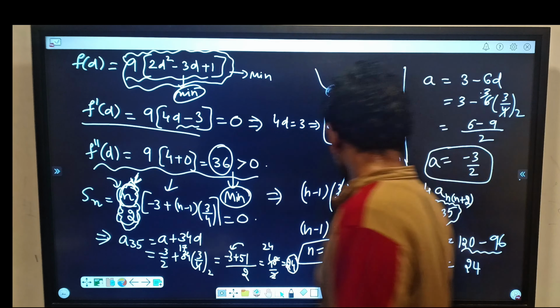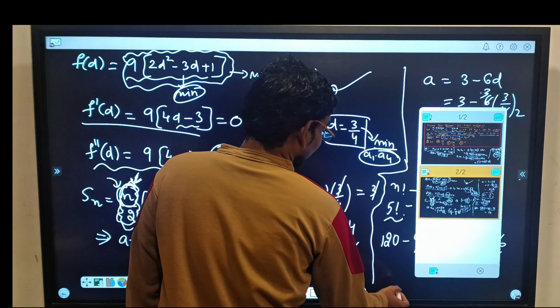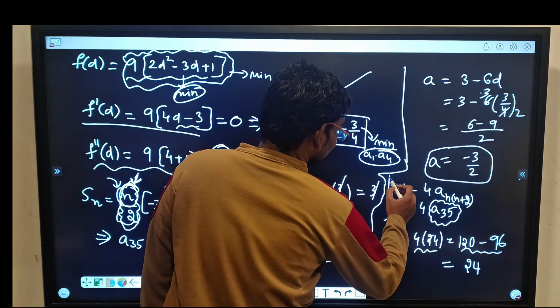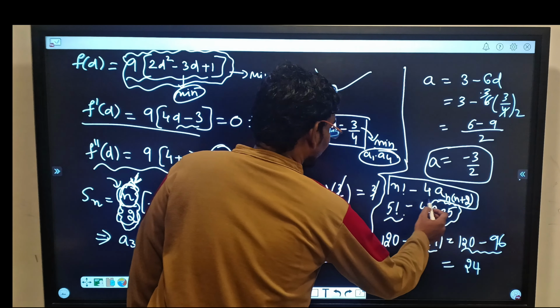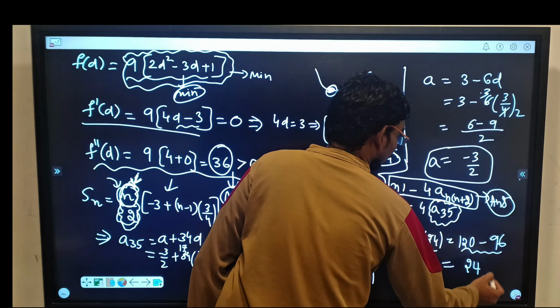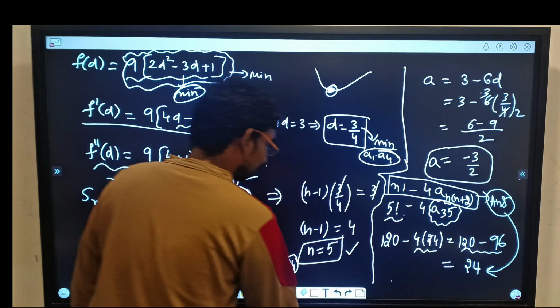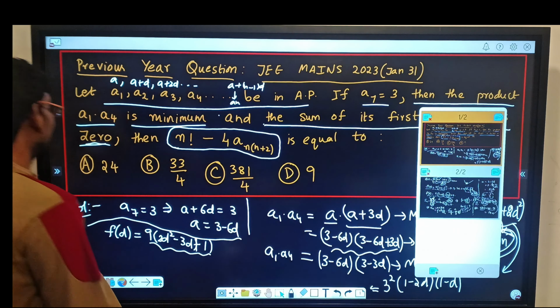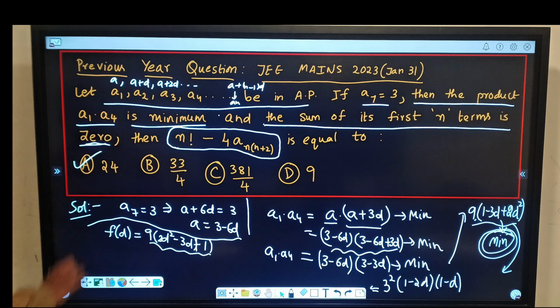24. So your answer is n factorial minus 4a into this. So the answer is 24. 24 is there in option A.